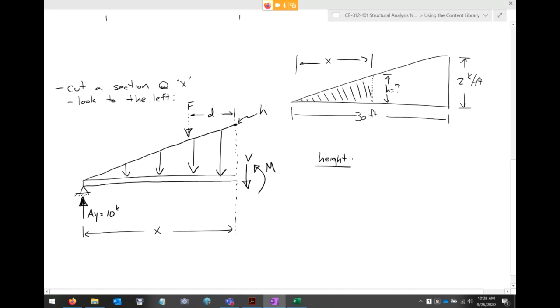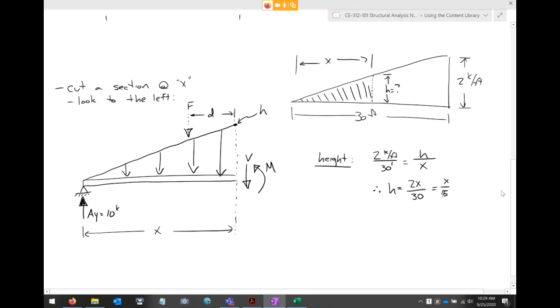I propose we can use the same process here on the board that we do here: 2 kips per foot is to 30 feet as some height is to my distance X, because I want everything in terms of X. I don't want to see any H's; I just want to see X when it's all said and done. So I propose that the height is 2X over 30. You can write it as X over 15. If that's a little confusing, just bear with me for a second. The height is X over 15 or 2X over 30.